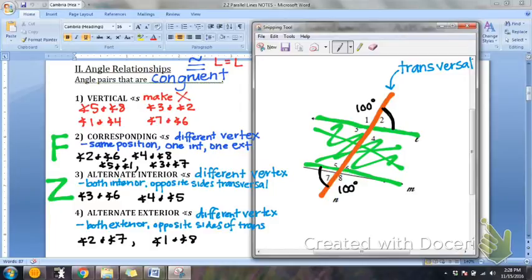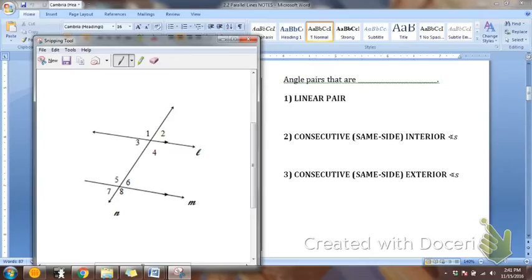All right? Let's talk about the other side of these angles. So the other pair of these angles. Okay. So now we've already talked about angle pairs that are congruent, so let's talk about angle pairs that are supplementary. Do you guys remember what supplementary means? Excellent, supplementary. So that means we're going to add these together to make 180 degrees. So little plus little equals 180.